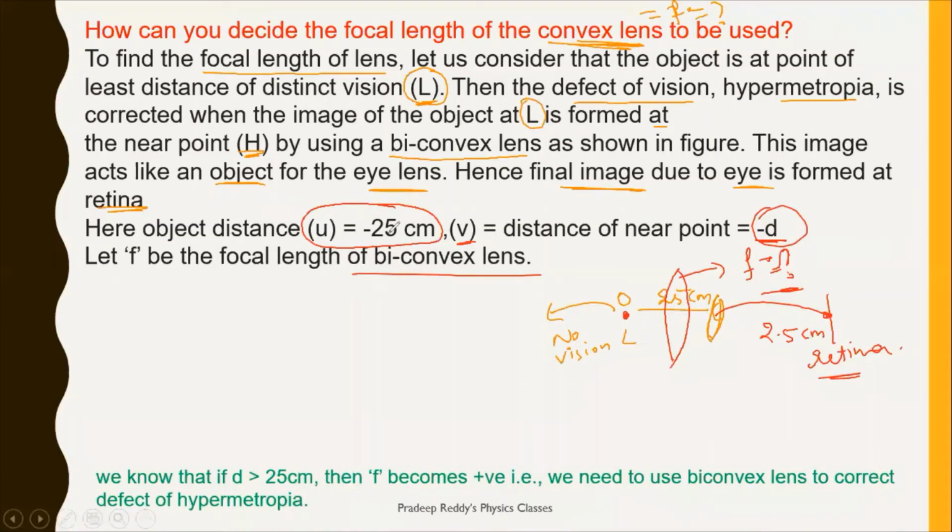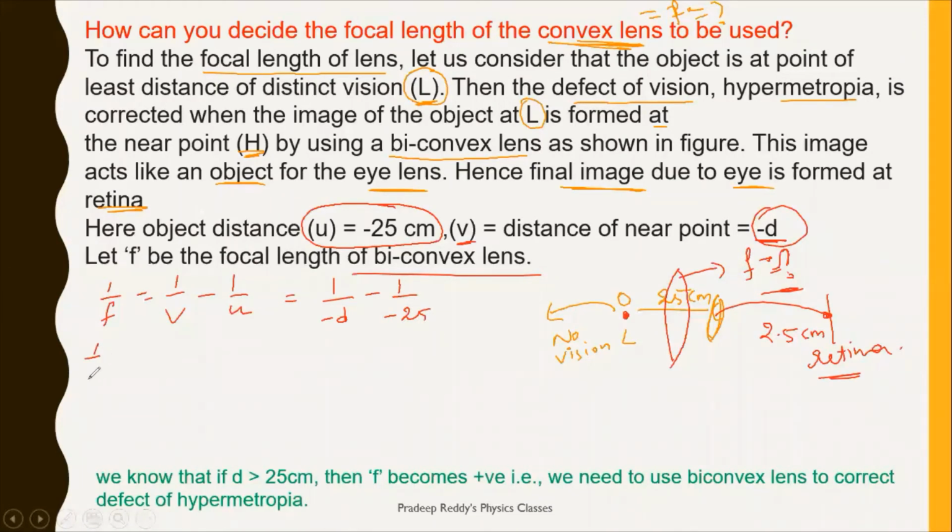Now U value is minus 25 centimeter. Distance of nearer point, let us take it as minus D. Now F be the focal length of the biconvex lens. So now what you should do, just use the lens formula: 1 by F is equal to 1 by V minus 1 by U. What is V? V is equal to minus D, and U is equal to minus 25, right?